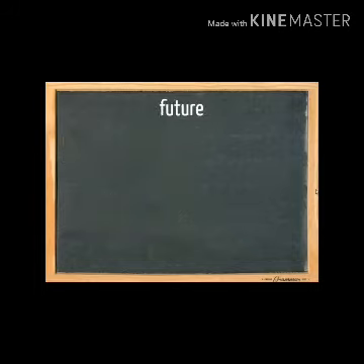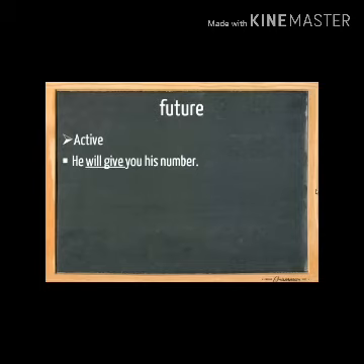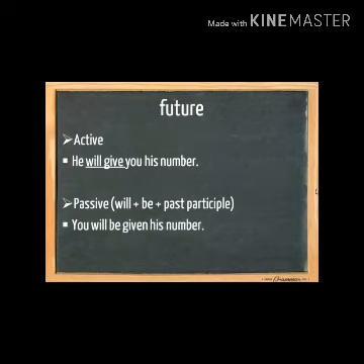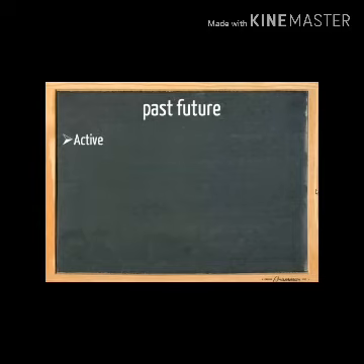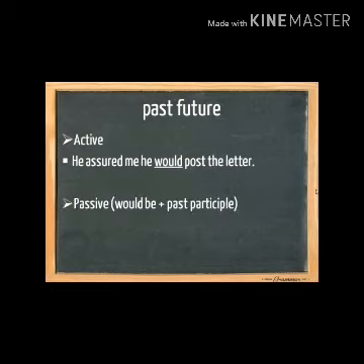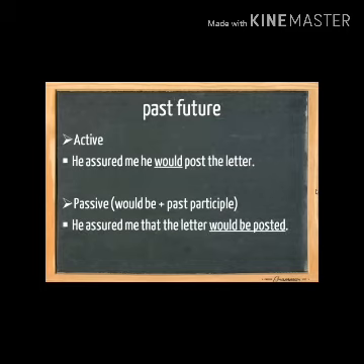Now I'm going to take you through the future tenses. In the simple future: he will give you his number. For the passive, we use will, and then the infinitive form of the verb to be, so the base form, and the past participle. You will be given his number. The past future: He assured me he would post the letter. That's a past future. For the passive, we use would, be, and a past participle. He assured me that the letter would be posted.